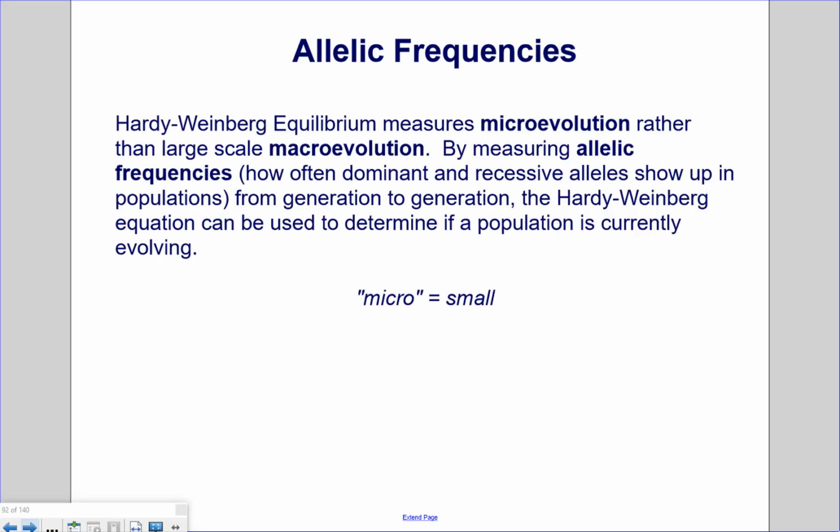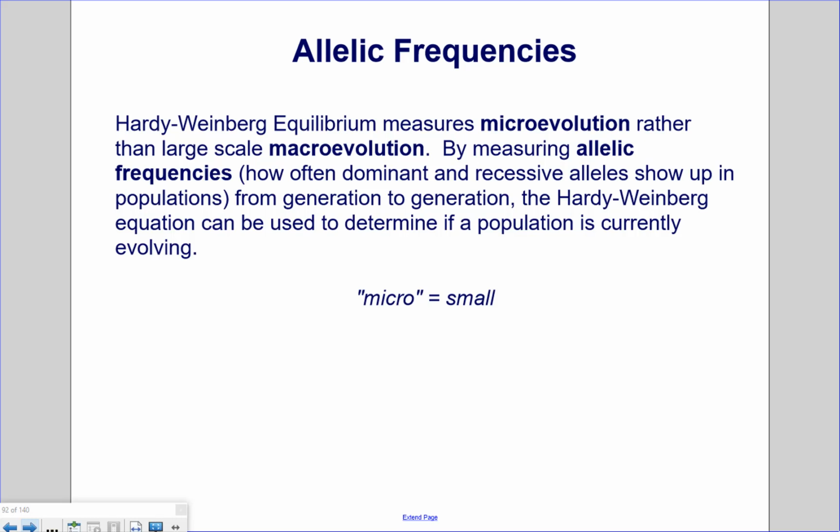Allelic frequencies. Hardy-Weinberg equilibrium measures microevolution rather than large-scale macroevolution. Basically, microevolution means a change within a species, even though some individuals in a population may have some kind of microevolution. They could still intermate with individuals in the same species who have not had that same microevolution. Macroevolution is actually changing two different species.